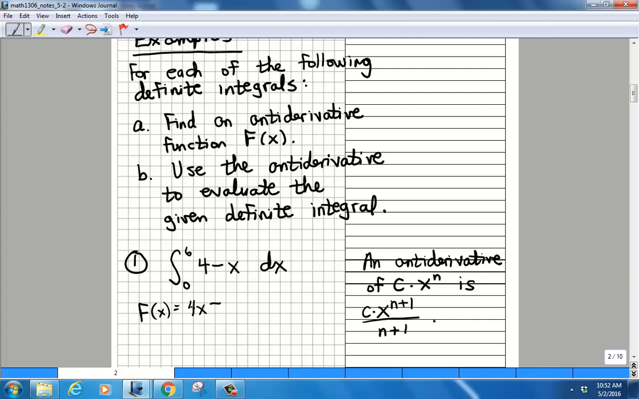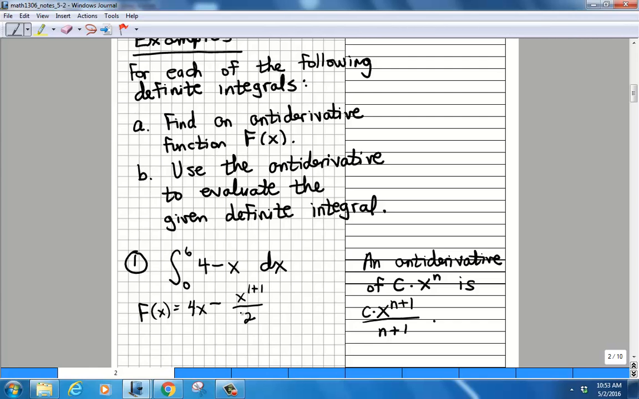So for that term x, I'm going to add 1 to its exponent, and that's going to give me 1 plus 1. Instead of multiplying by the exponent, I'm going to divide by that new exponent, 2. I claim that is the right expression whose derivative is going to be x.